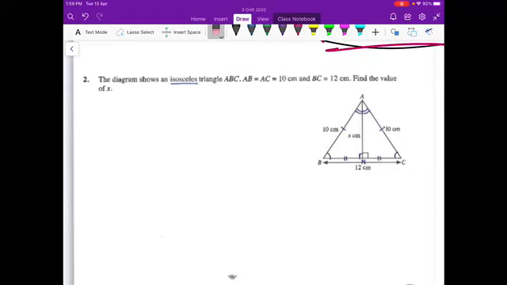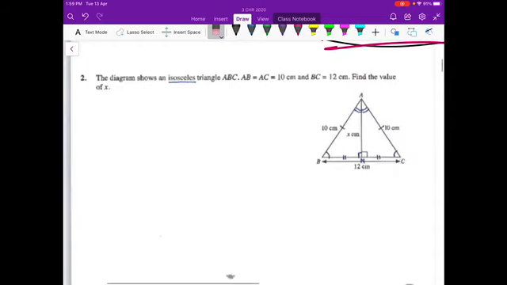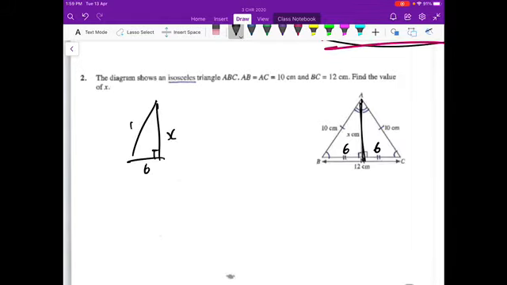Isosceles triangle ABC, AB equals AC. BC is 12, so this must be 6 and 6. Find the value of x. So this is the value of x. We see a right angle triangle again. If you just extract one triangle, x, 6, 10. So x square plus 6 square is 10 square. x square equals 100 minus 36.